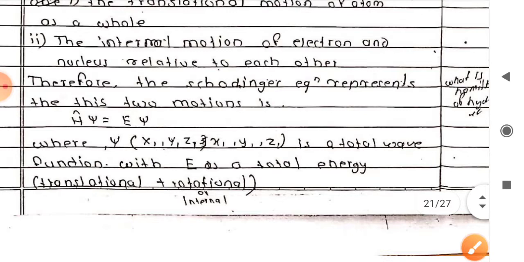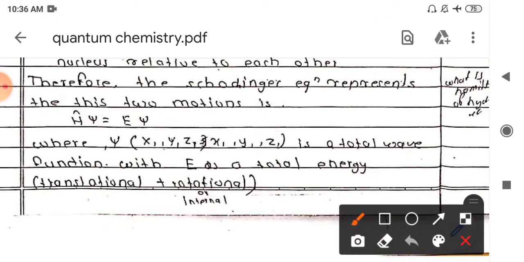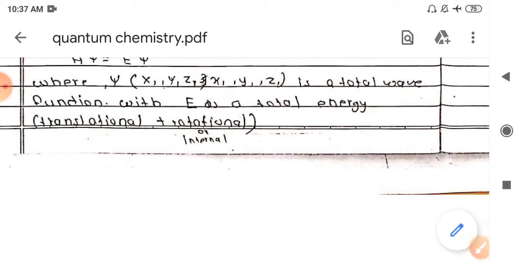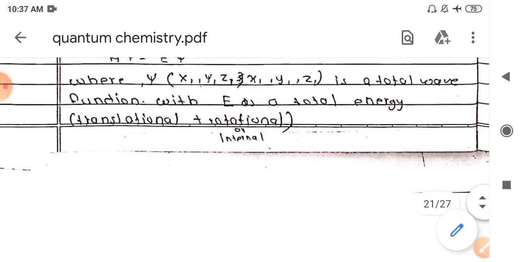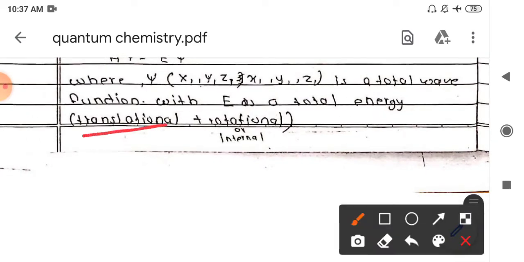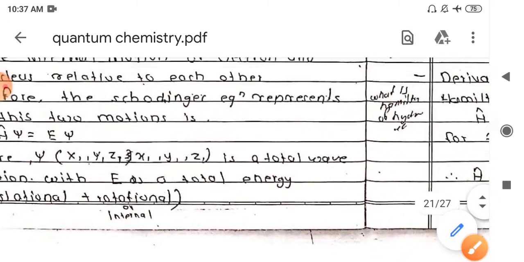So for this Schrödinger equation, which will represent the two types of motion, that is Hψ = Eψ, where ψ is the wave function of in total 6 variables. ψ is the function of total 6 variables, 3 of that for nucleus, 3 for the electron. So in the total wave function there are 6 variables. Along with this, the energy E is nothing but the translational energy as well as the rotational energy.